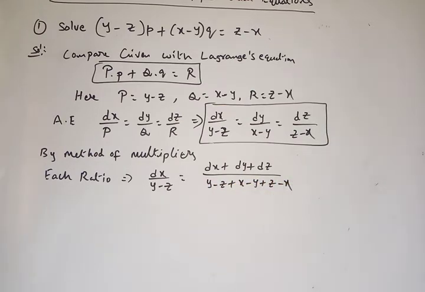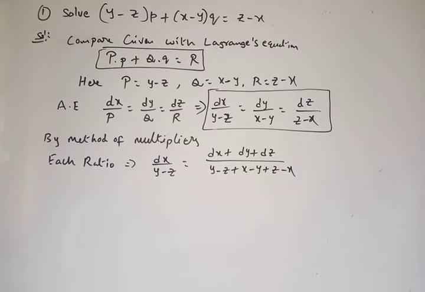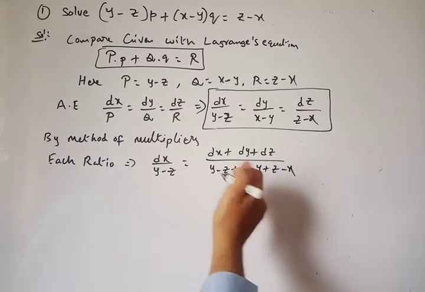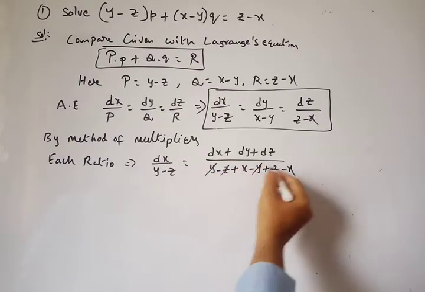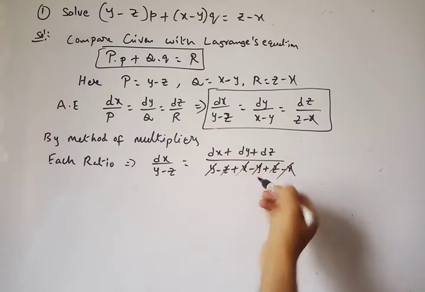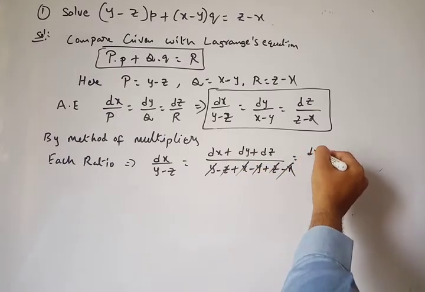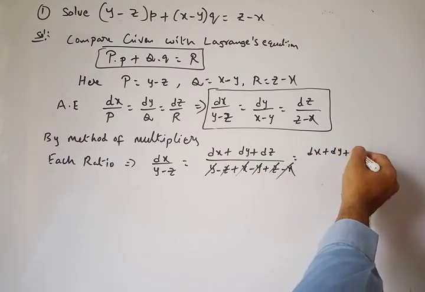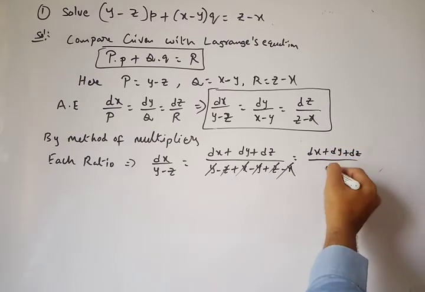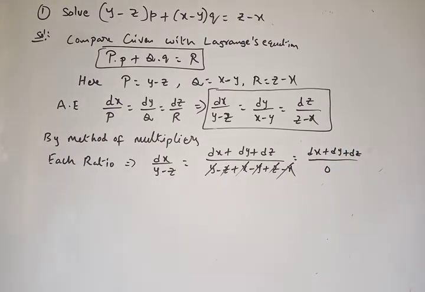Okay. So, what is the rule here? Our denominator should get 0. See here whether our denominator is 0 or not. y minus y got cancelled, minus z plus z got cancelled, x minus x got cancelled. So dx plus dy plus dz, our denominator is 0. So anything by 0 is what? Infinity. So what we have to do?